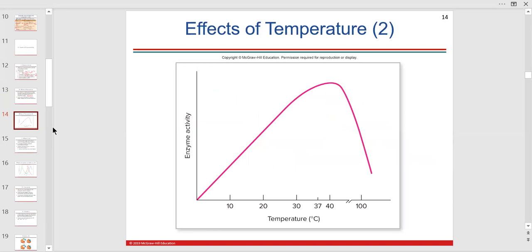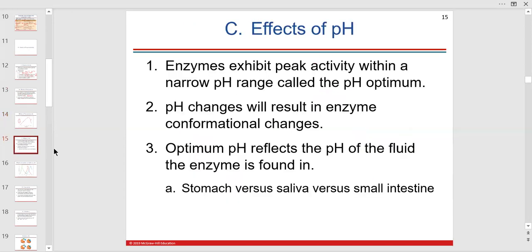Just showing what could happen with the enzyme activities going up from low temperature to your body temperature. But then as it goes up, it's destroyed and the enzymatic activity goes down. So enzymatic activity here on the y-axis and your temperature rising on the x-axis.